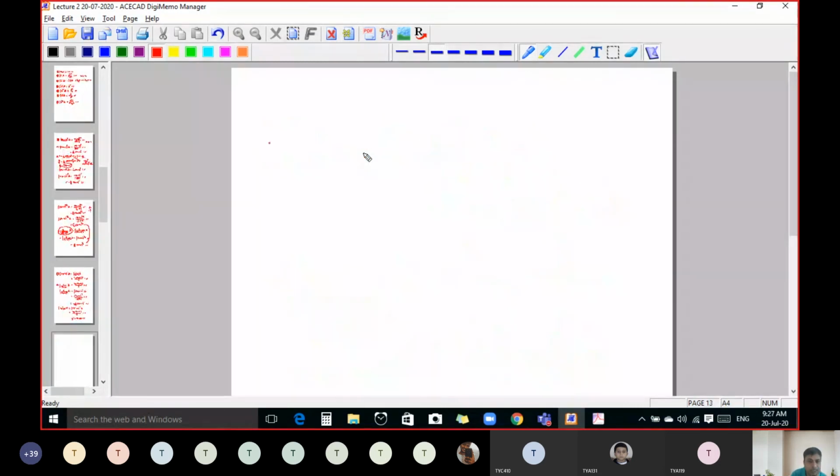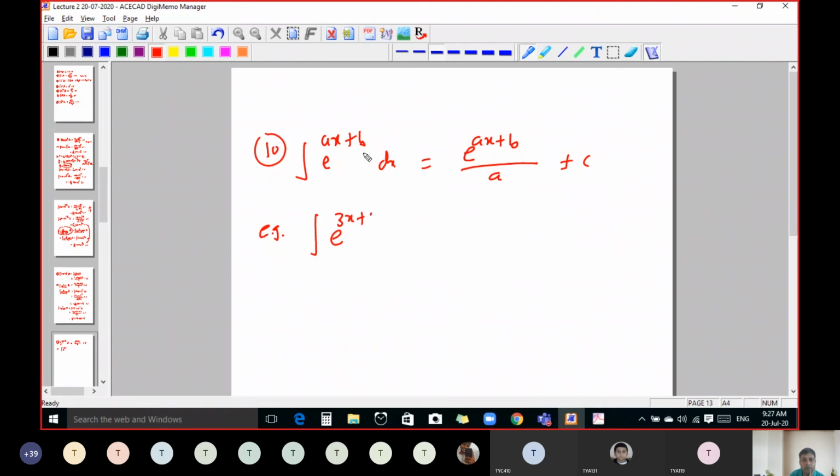Now, result number 10. Integration of e raised to ax plus b dx. The answer is e raised to ax plus b upon coefficient of x, that is what, a plus c. Once again, example, integration of e raised to 3x plus 5. Here the power of e should be a linear function.